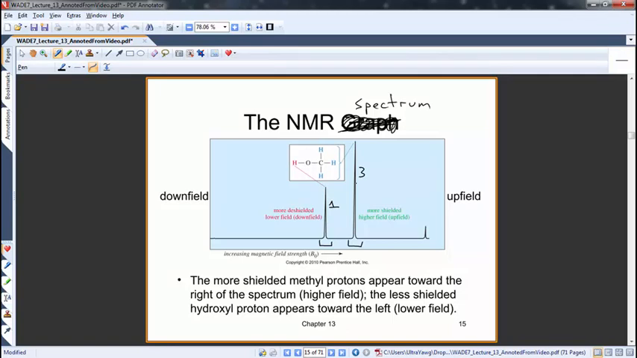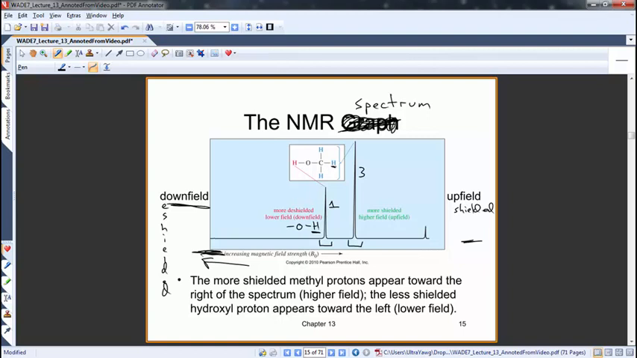Let's look at its x-axis location. The signal for the H in the OH part of the molecule is more downfield. That's the term we use, downfield, which means it is more deshielded. Those guys go together. And upfield means more shielded. So essentially we can think of it as hydrogens that are on more polar parts of the molecule, and hydrogens that are on more nonpolar parts of the molecule.